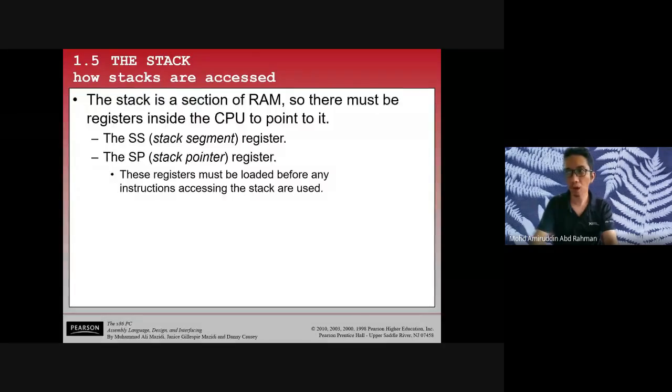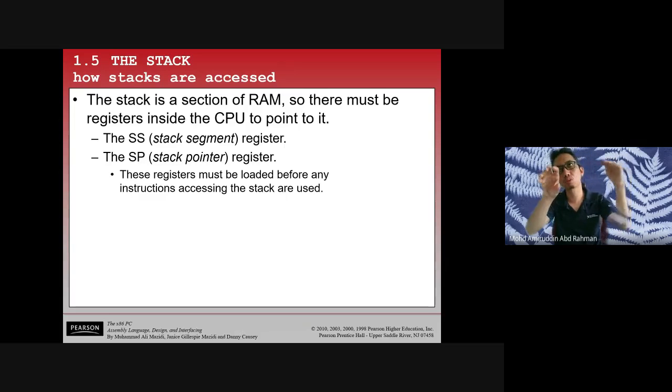Okay, so how are the stacks accessed? All right, so the stack is a section of RAM, so there must be registers inside the CPU to point to it. So it must be connected to the register as you saw in the last few lectures. All right, so we have the microprocessor architecture where it is connected to the address bus, and also to the other two buses, right? So the location of RAM is over here, so you need to go through the address bus and also travel to the control bus and also the data bus.